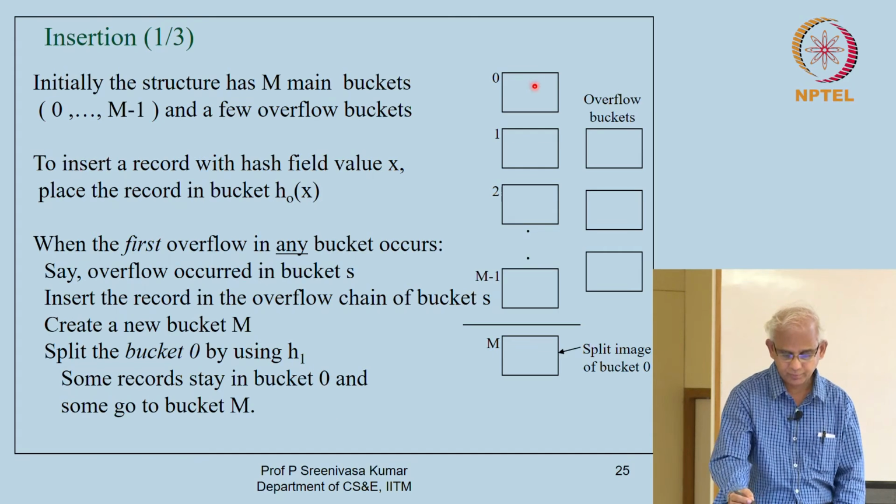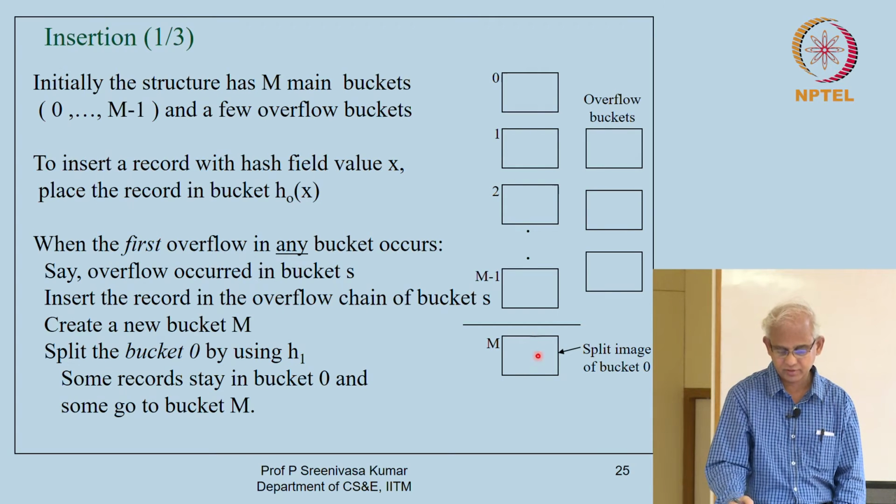So, whenever we split, we create the mirror image of this particular bucket like this. So, M is the mirror image for 0, M plus 1 is the mirror image for 1, M plus 2 will be the mirror image for 2, etc. And then whenever we create a mirror split image, we take the records in that bucket, use the next hash function h1, and redistribute the records from this bucket into this bucket and its split image.